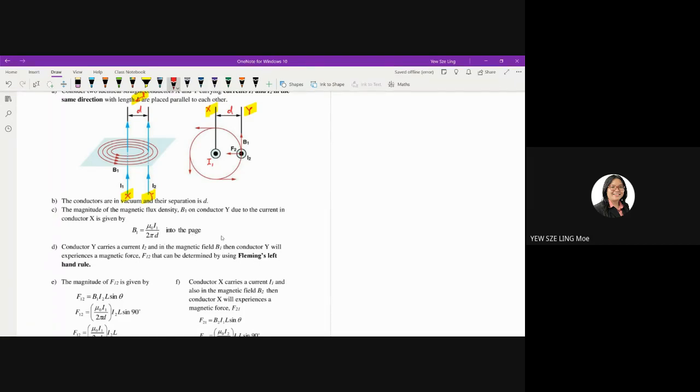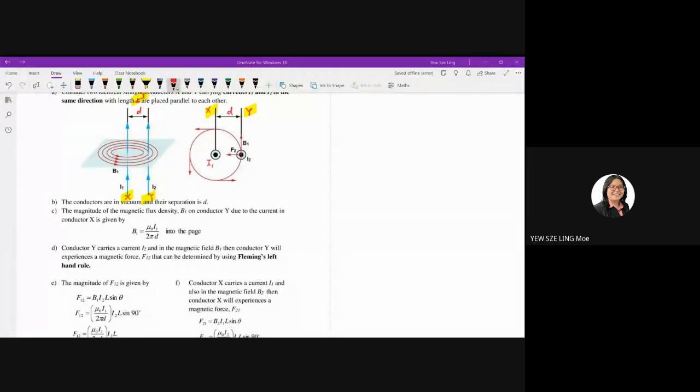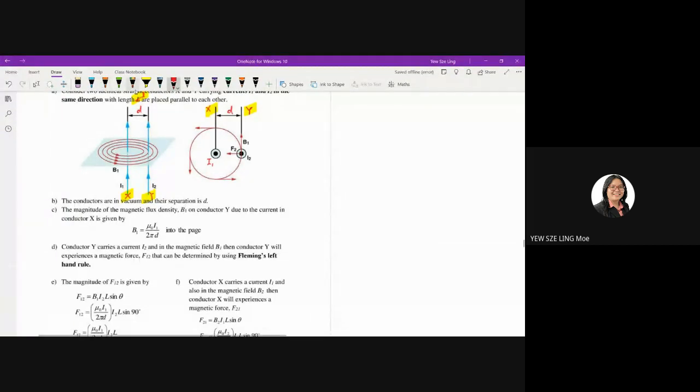Now, what does it mean? When we look at magnetic field, you cannot look at the magnetic field that is being generated by yourself. So if you want to calculate the magnetic field acting on conductor Y, you need to look at the neighboring conductor. Kena tengok jiran dia. Sebab apa? Kita tak boleh kira B yang dihasilkan oleh sendiri. If you calculate B produced by itself, then D is equal to 0. This will become an invalid equation.